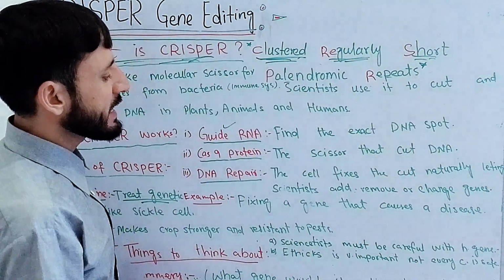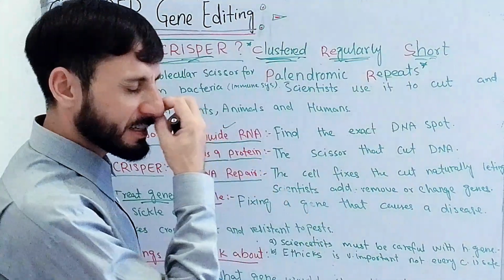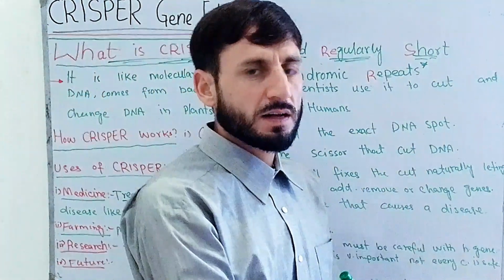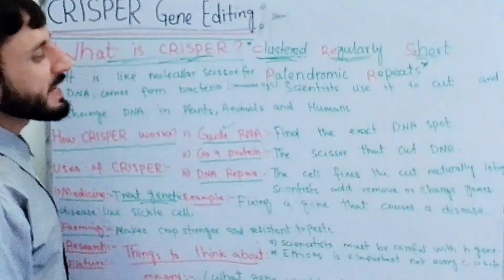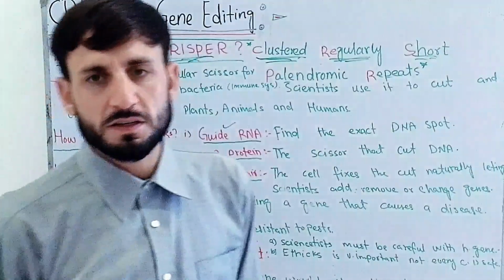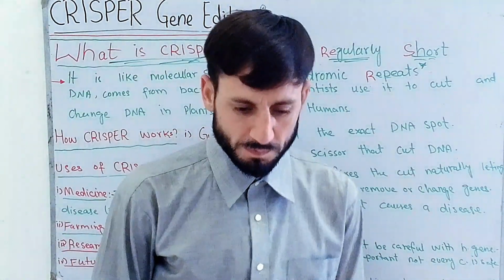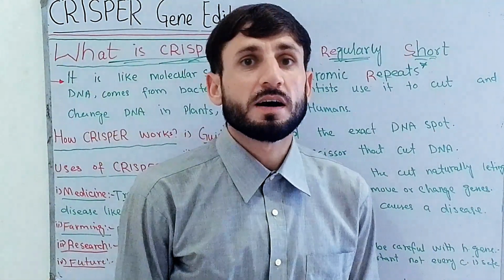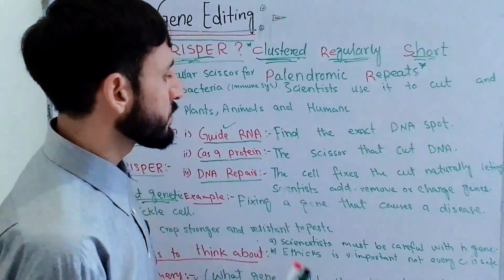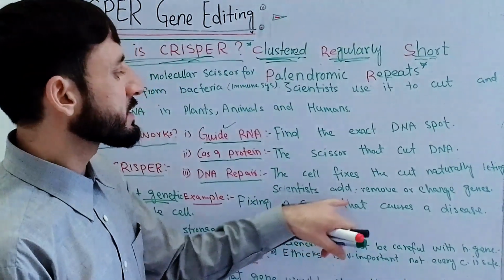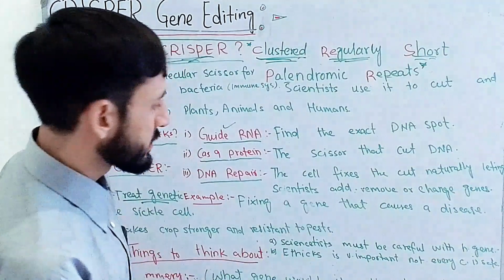Number second, Cas protein. The scissor that cuts DNA. This is a type of scissor which is helpful to cut the DNA parts. Right? After we cut the DNA parts, the DNA parts naturally change their original position, and the scientists can add, remove, or change genes.